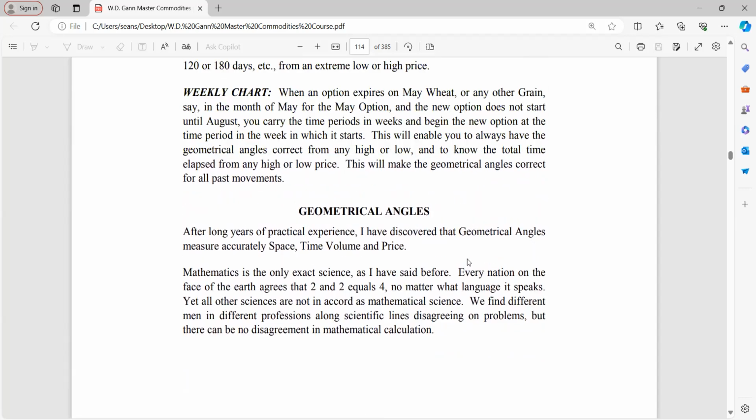Now, the angle represents the flow of time, right, from a high or a low. And it converts that flow of time also, right, into price units. But it's essentially a different way of measuring time on the chart rather than time frames or whatever we're looking at based on the software.